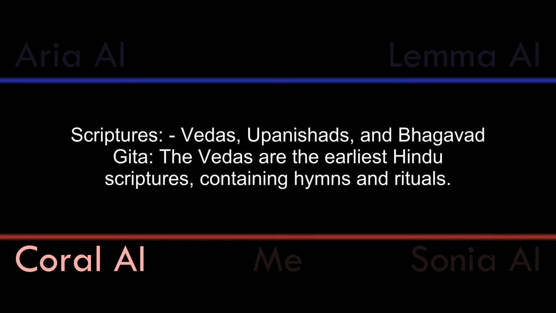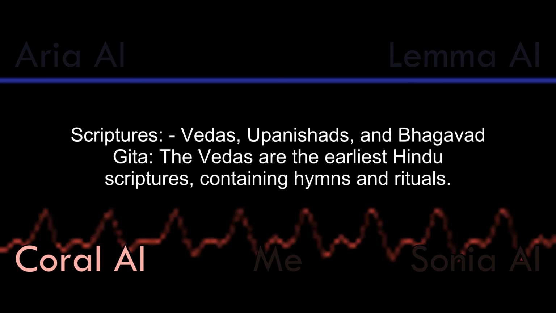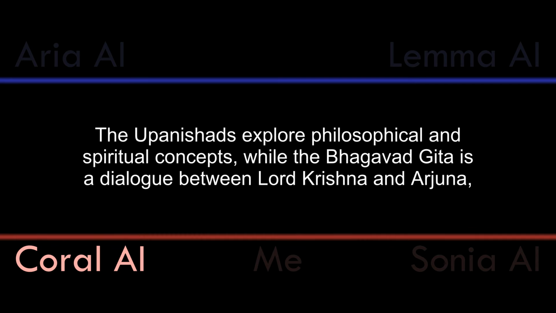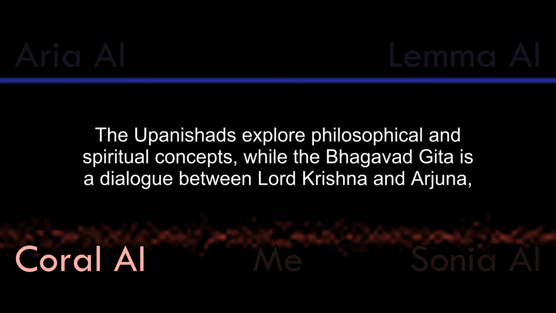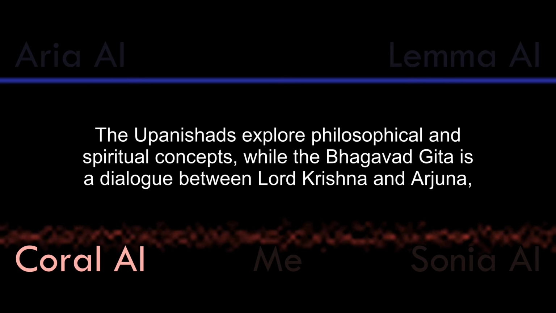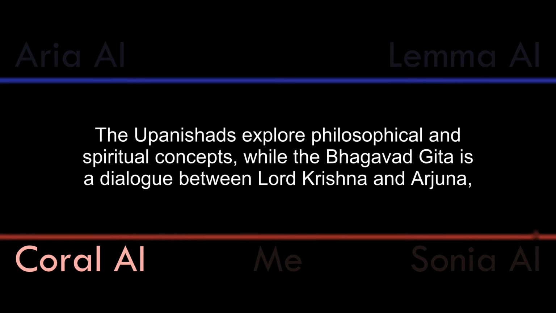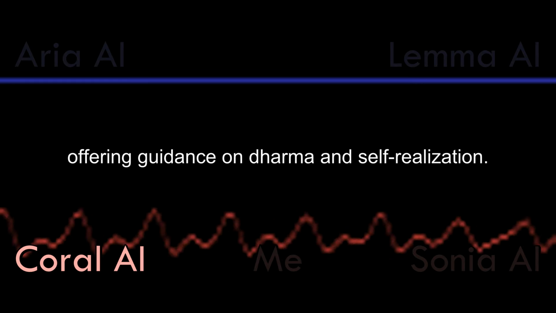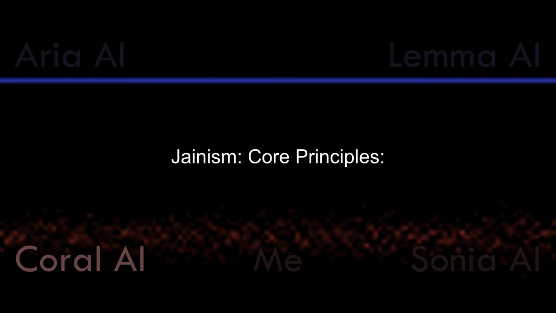Scriptures: Vedas, Upanishads, and Bhagavad Gita. The Vedas are the earliest Hindu scriptures, containing hymns and rituals. The Upanishads explore philosophical and spiritual concepts, while the Bhagavad Gita is a dialogue between Lord Krishna and Arjuna, offering guidance on Dharma and self-realization.